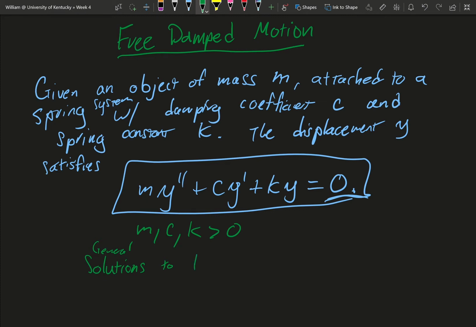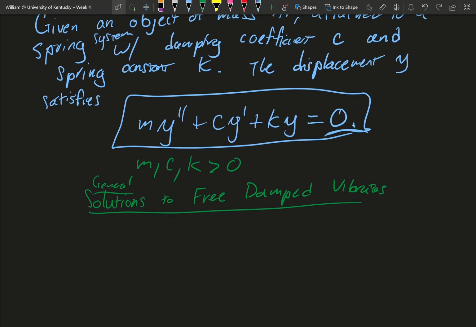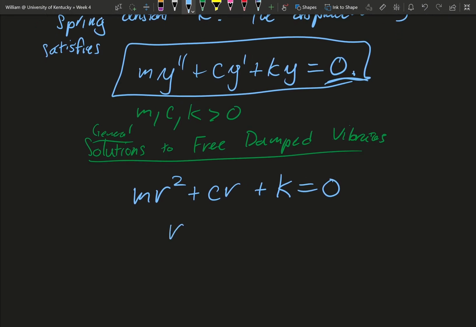So we're going to look at general solutions to free damped vibrations. We should already know how to solve this, at least if I gave you a specific one. I would just look at the characteristic equation. We don't know anything about these values, so all we can do is plug them into the quadratic formula, and we'll get r is negative c plus or minus the square root of c squared minus 4mk, all over 2 times m.